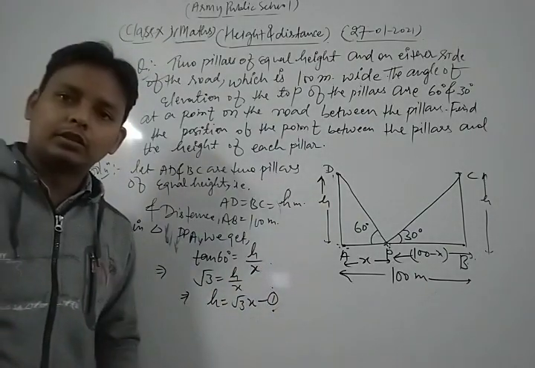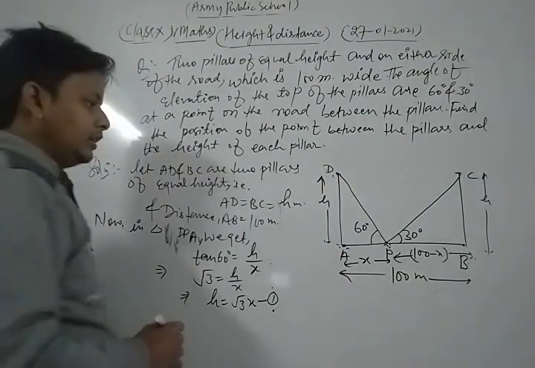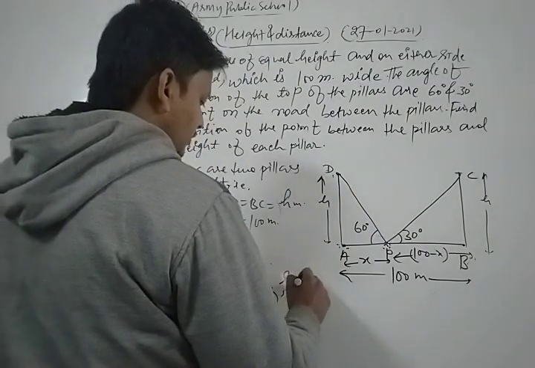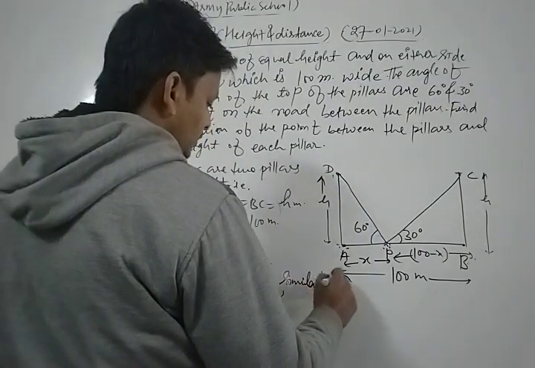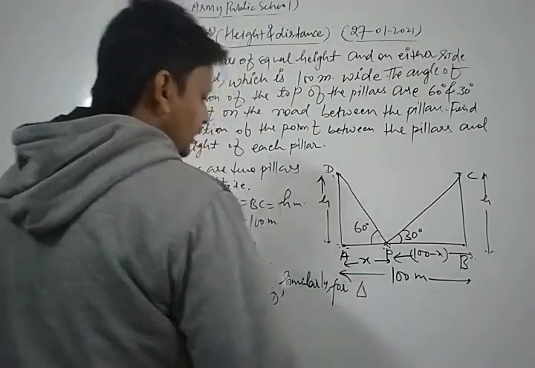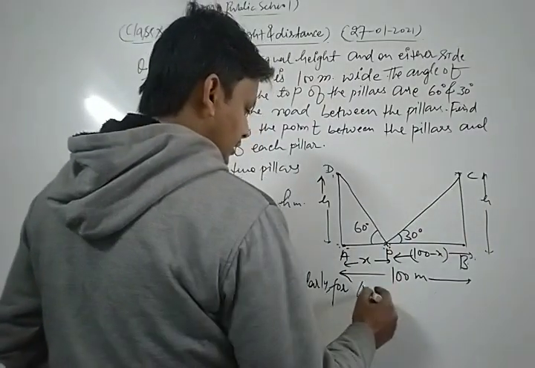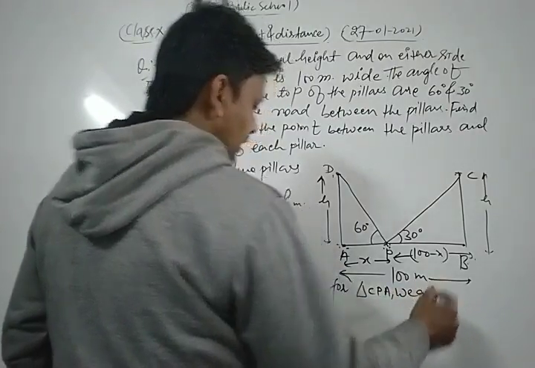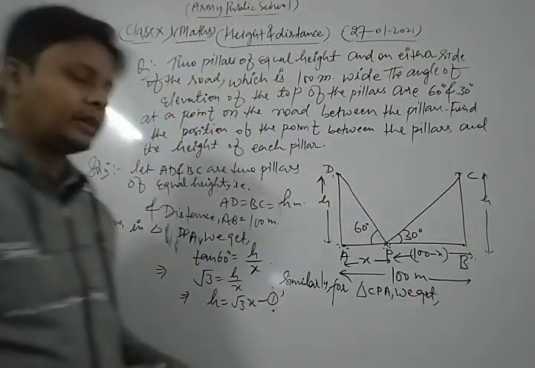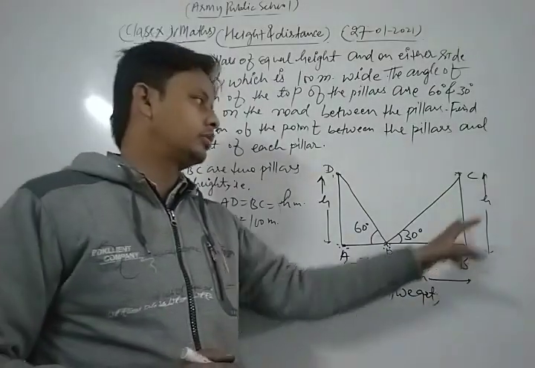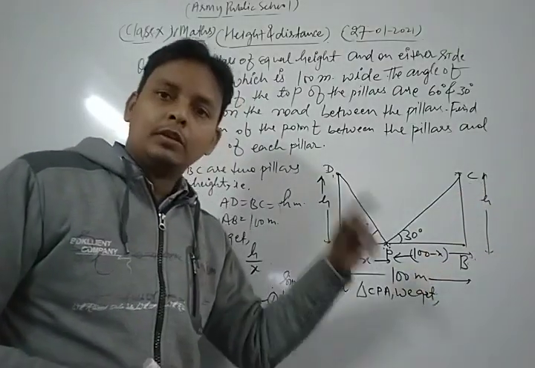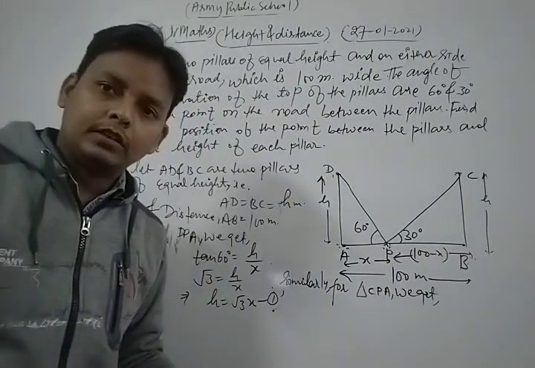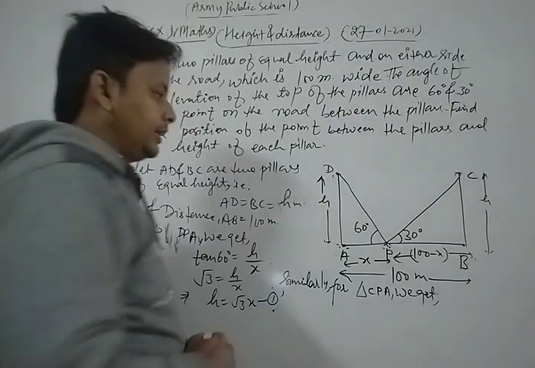Okay, dear students. Now similarly, for triangle CPB, let's see. Similarly, for triangle CPA, we get, let's see, CPA. So we apply what? Tangent rule also, because this is the perpendicular, this is your base. So perpendicular and base come in which? Tangent, na? So let's see, we apply the tangent rule.